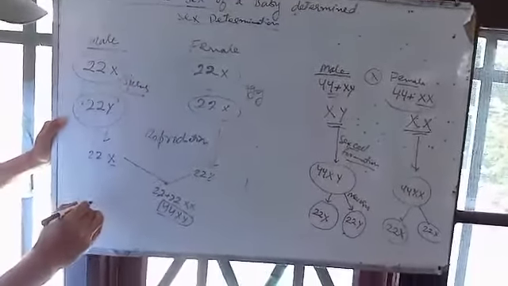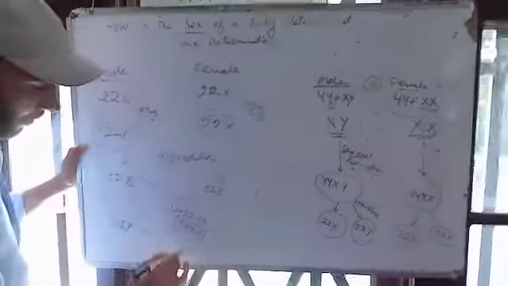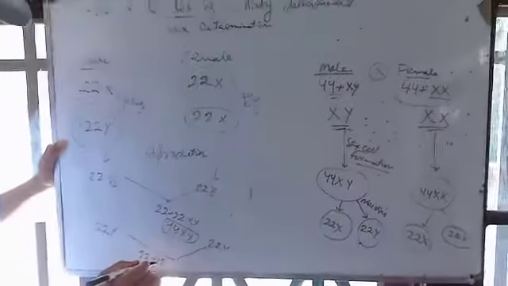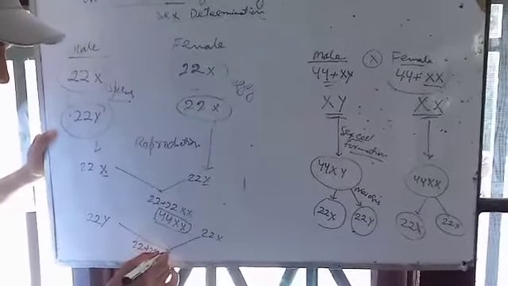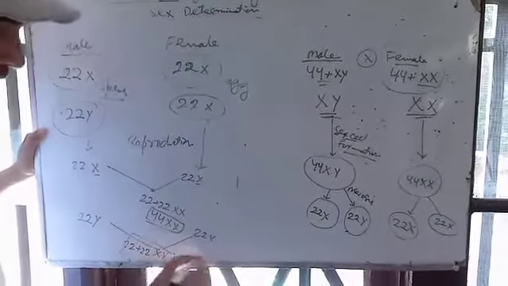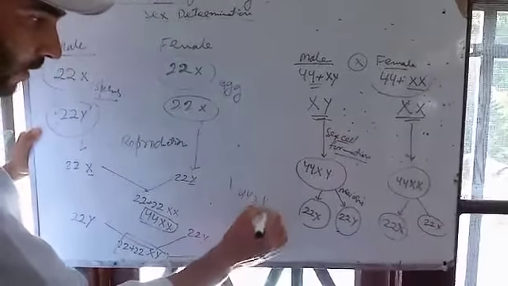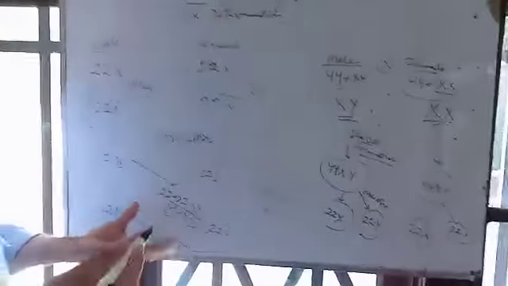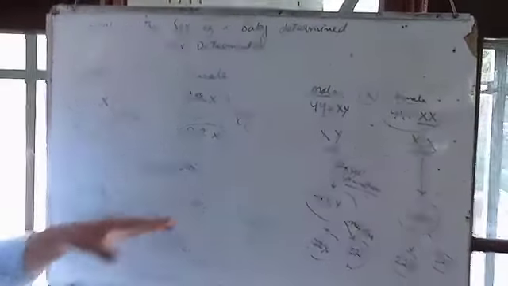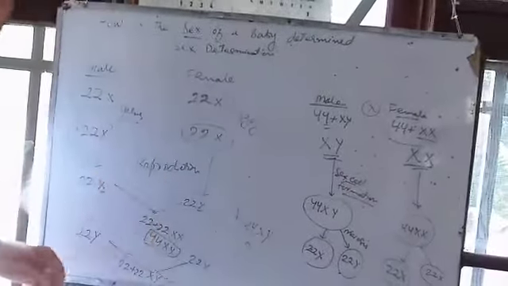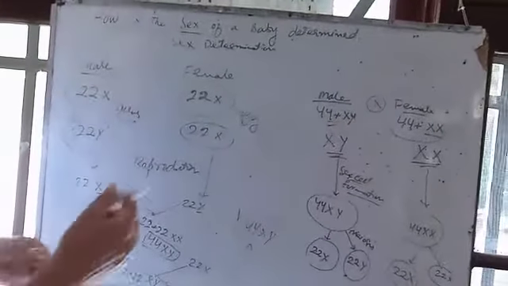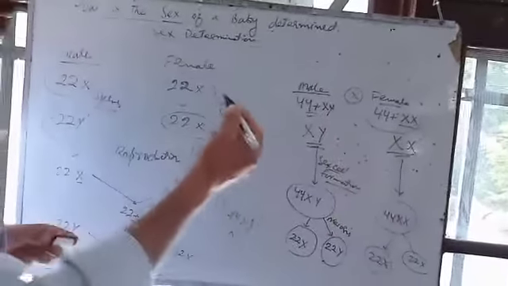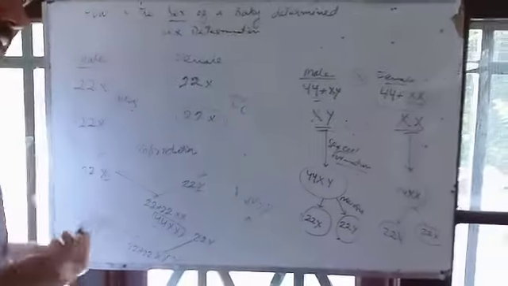If another sperm, that means 22Y, combines with 22X, then what will be formed? 22 plus 22 into X and Y. That means 44 X and Y. What is that? 44 X and Y, it is the male. This is the basic technique by which you can determine the sex of the baby. And this is done by USG ultrasonography in the doctor's laboratory. The doctor performs the test by USG and he determines whether the embryo is male or female by this technique. Thank you.